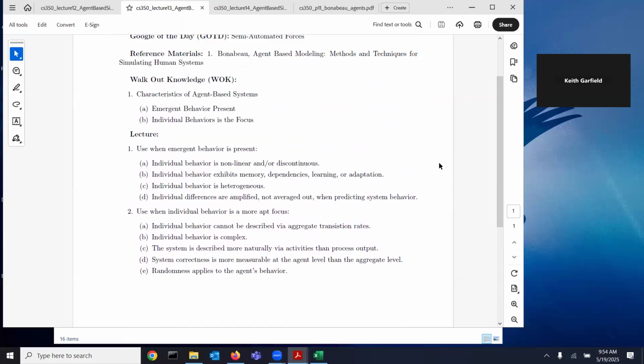Okay. All right. So when is it good to use agents? When the emergent behavior is present. What does that mean? This is out of that Bonobo paper, by the way. Individual behavior is nonlinear and or discontinuous. Individual behavior exhibits memory dependencies, learning, or adaptation. Individual behavior is heterogeneous. Individual differences are amplified, not averaged out when predicting system behavior. It's this last one. I want to talk about this for just a second. This one is in my mind, an easy one to grasp.